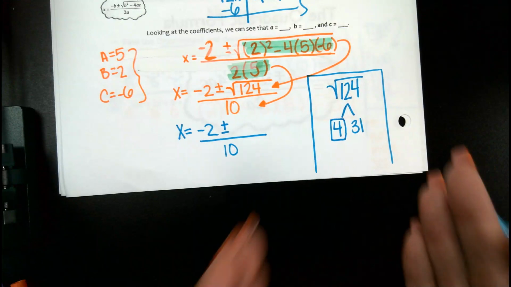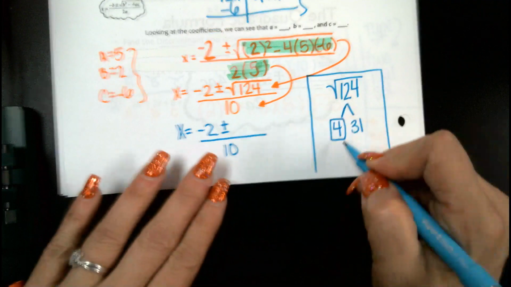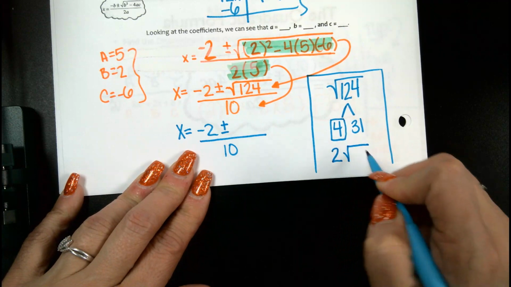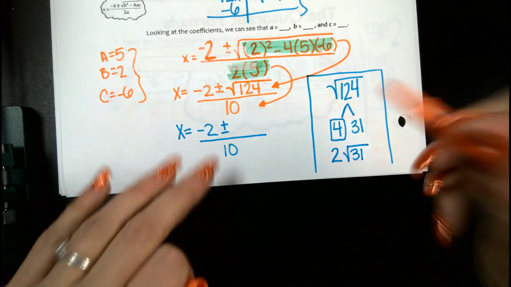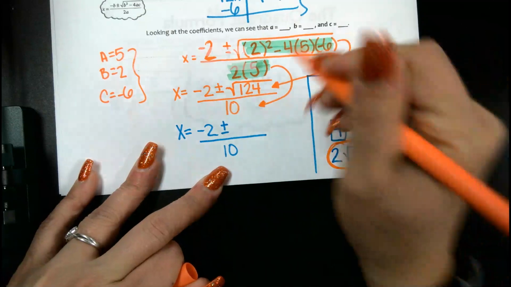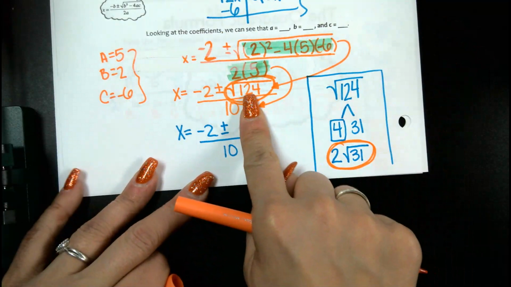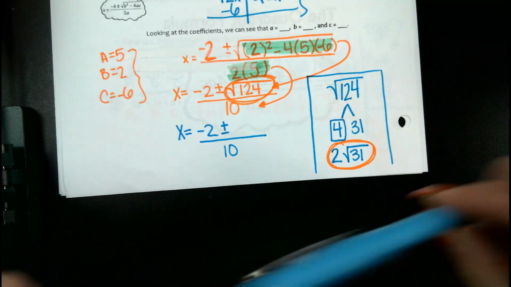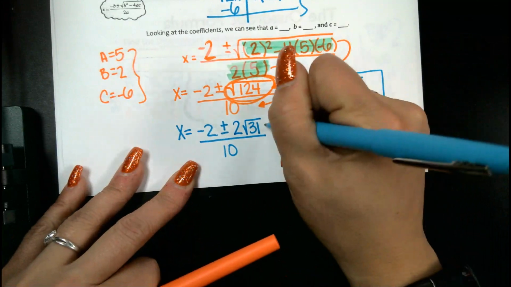Okay. So we're ready to write this as the simplified answer. What's the square root of 4? 2 comes out. What stays in? The 31. So this right here is going to replace this. So square root of 124 simplified to this. So I'm going to write it right here. We just simplified it. So that goes there.